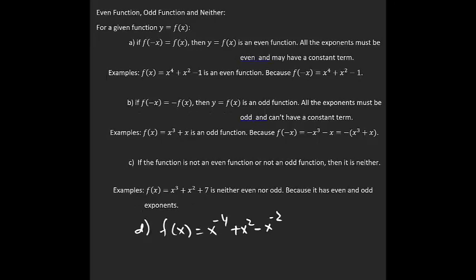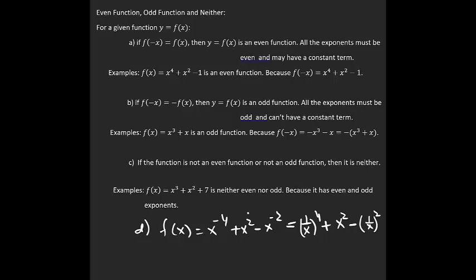So let me take an example where I have x to the negative 4, plus x squared minus x to the negative 2. This we can consider as an even function. The reason is x to the negative 4 can be written as 1 over x to the 4, plus x squared minus 1 over x squared. Now we can see the exponents are all even. In this case we have even exponents, and negatives are also okay.